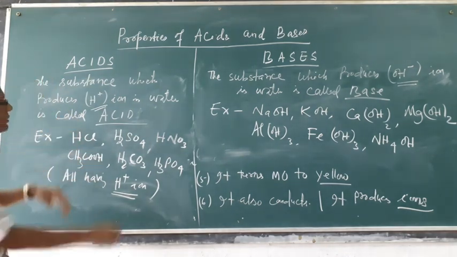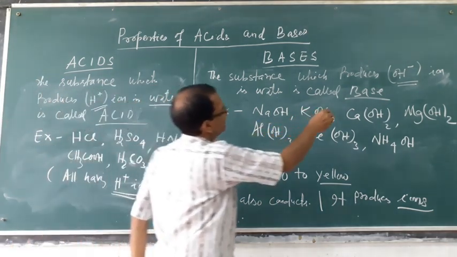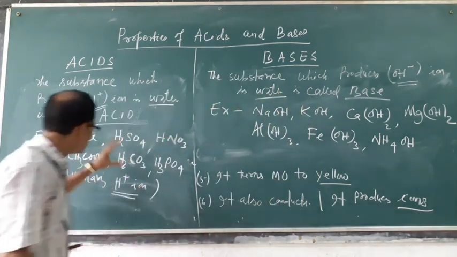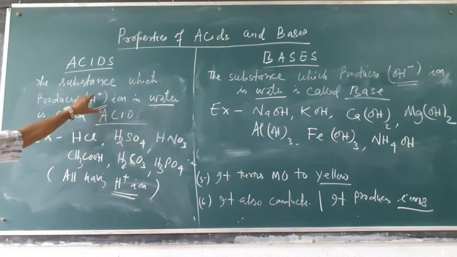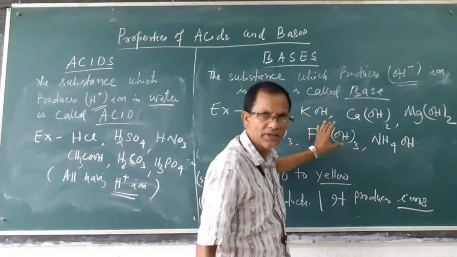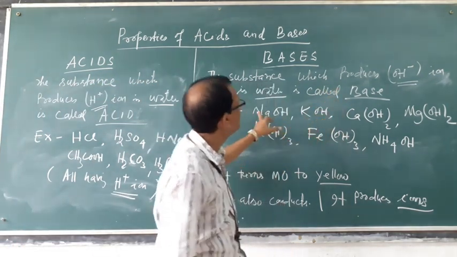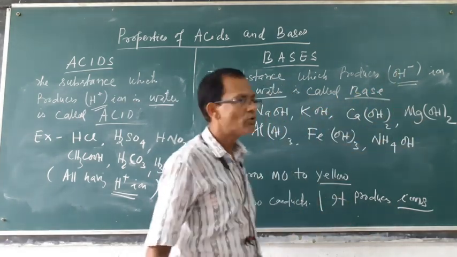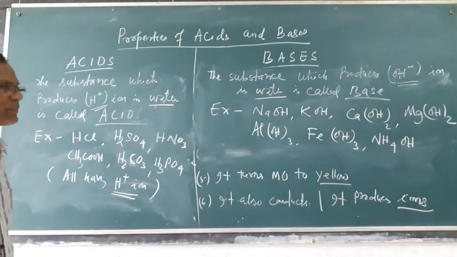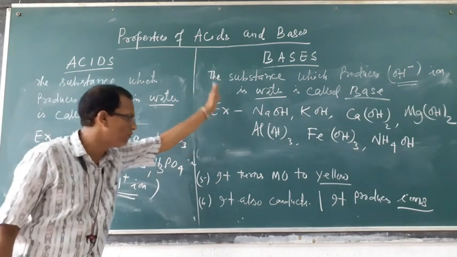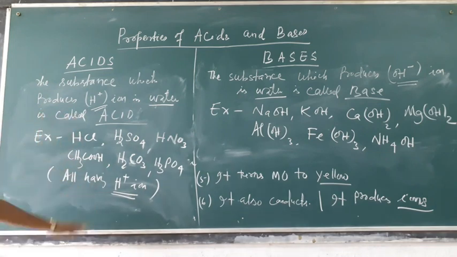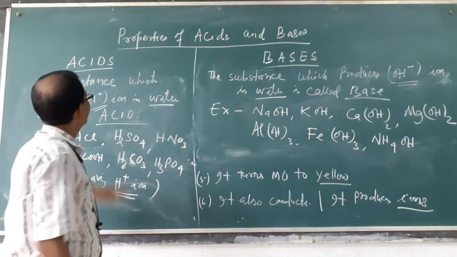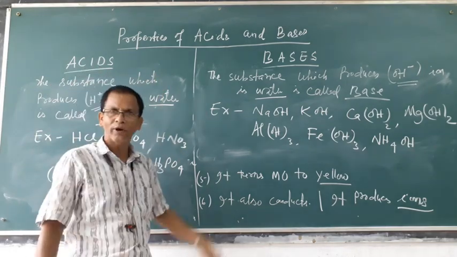When these substances are dissolved in water, very important, water: when acids are dissolved in water, they produce H plus ion. When bases are dissolved in water, they form OH minus ion. That's why these are called bases. As they have OH minus, they have common behavior. As acids have H plus ion, they have common behavior. So today's lesson is based on the properties of acids and bases. Okay, thank you.